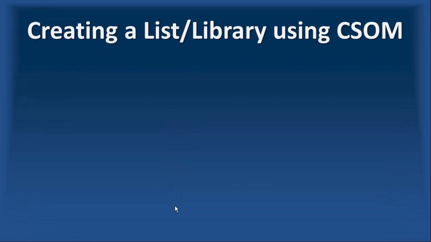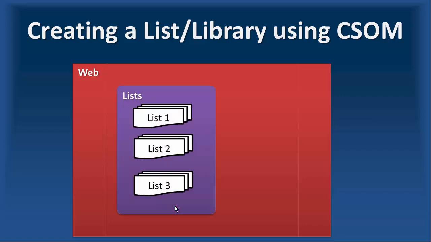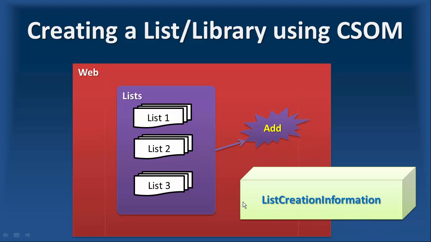Now we want to create a list or library using CSOM. Let's understand the object model before we start coding. Remember, we have the web object. And under web object, we have a collection called lists. That this list collection can contain a couple of lists. To add something to this collection, obviously I should call the add method. But to call the add method, add requires some information to know how to create the new list and add it to this lists collection. To do that, we package all the information in an object called list creation information. Then we pass it as a parameter to add, and client-side object model will automatically create the list for us.